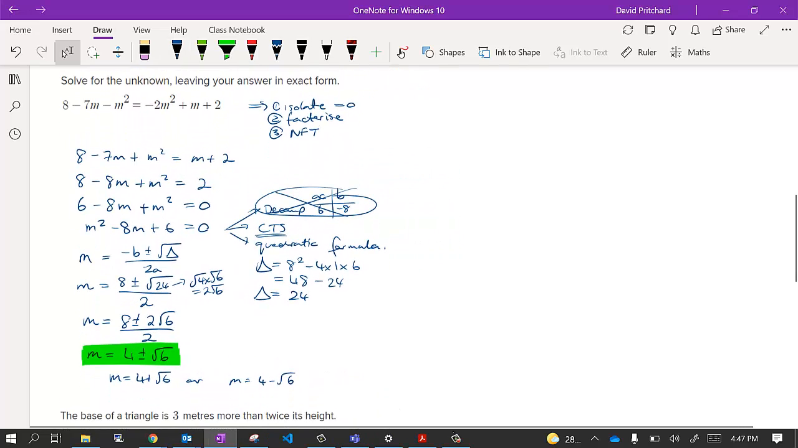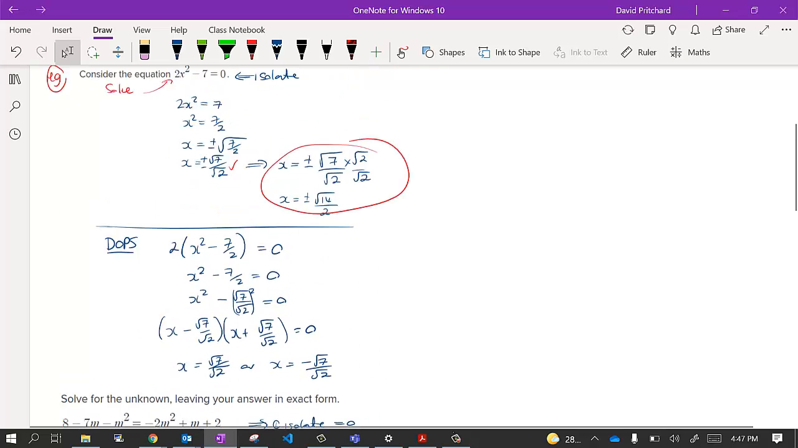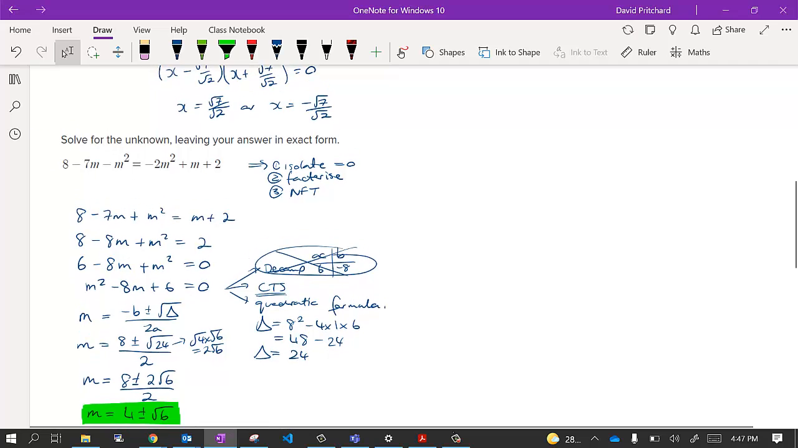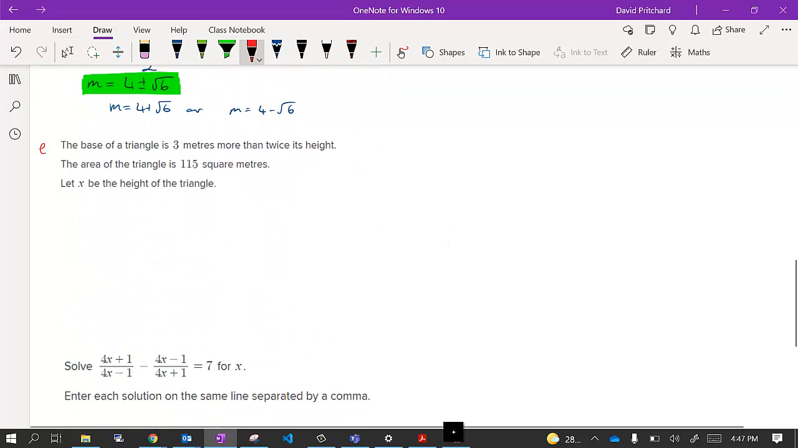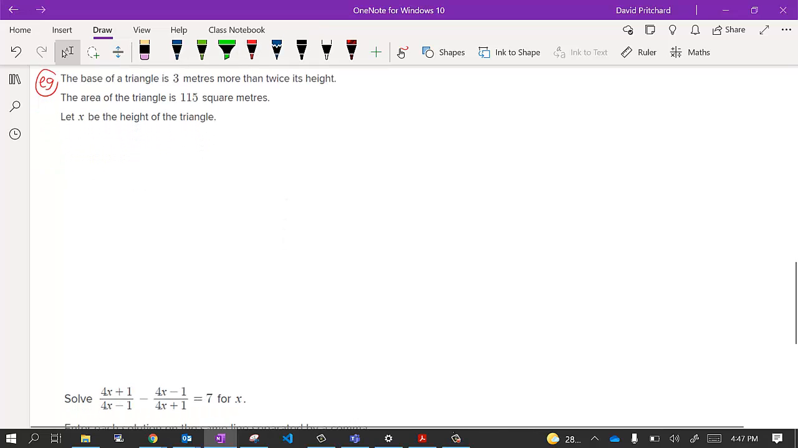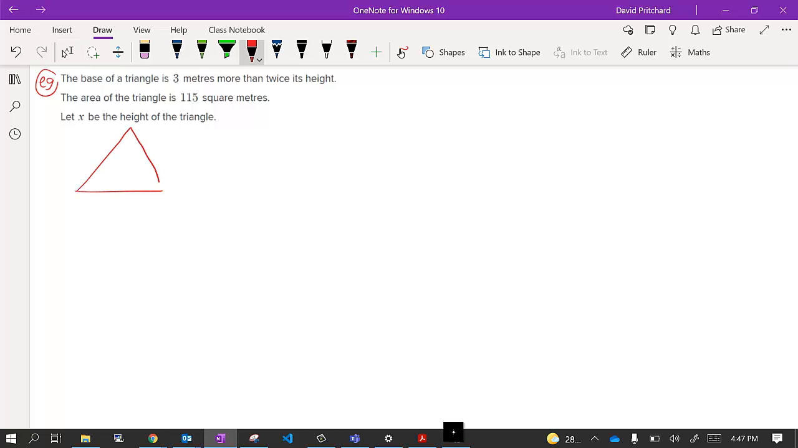Okay, so you can see already that's a little bit more complex. There's more to it than just, oh, yep, I can solve this. So there's 2 examples. We've got 2 more to go. The third example, we're applying it into a situation. So here we have the base of a triangle. So let's draw a triangle. The base is 3 more than twice its height.